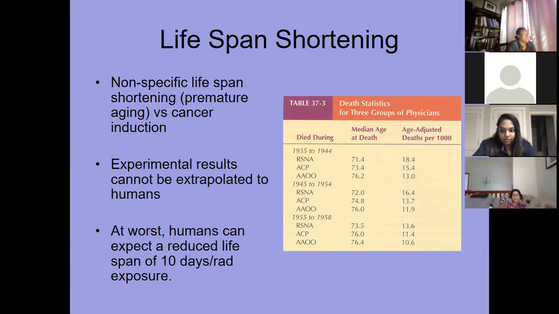The statistics on this table are from another study that compared the age at death of radiologists, ear, nose, and throat otolaryngologists, and pediatricians, I think. From 35 to 44, the radiologists were much shorter. 45 to 54, it was a little bit shorter, and 55 to 58, it was catching up. So this was the time period when more protection mechanisms were being put in place, and so the radiologists' lifespan was increasing at that time.